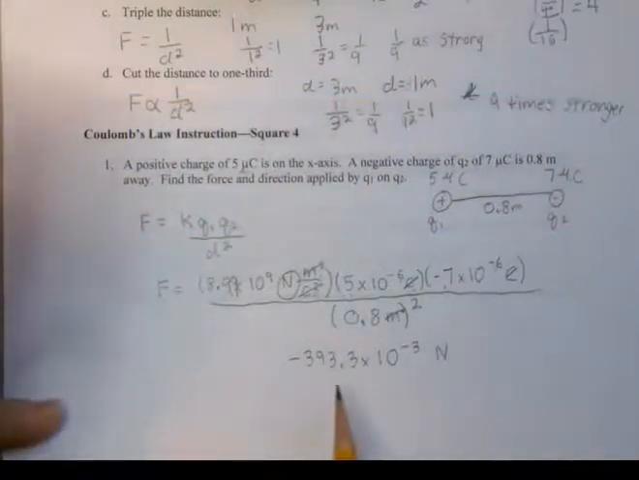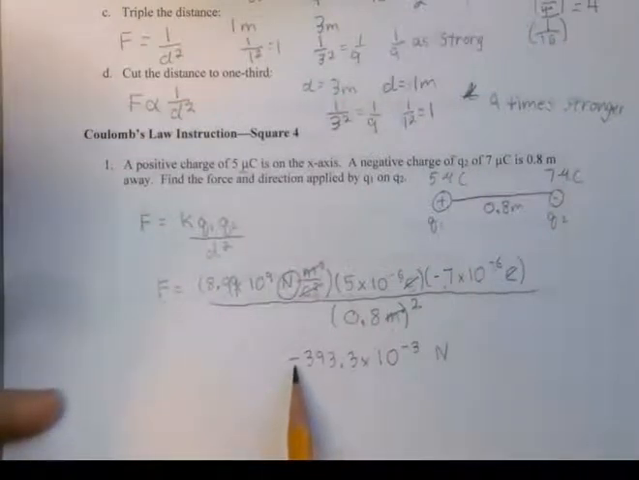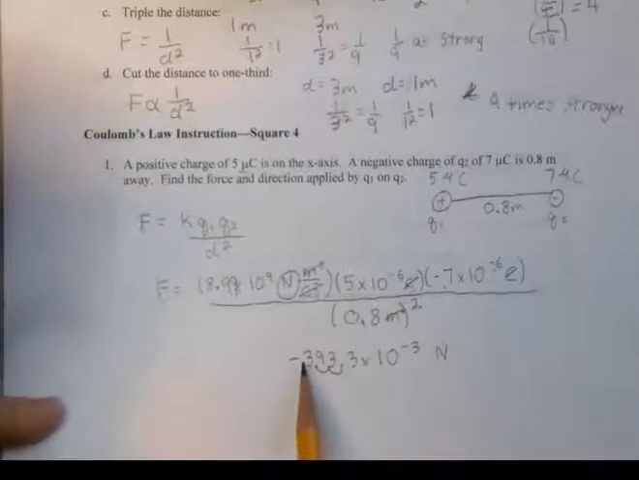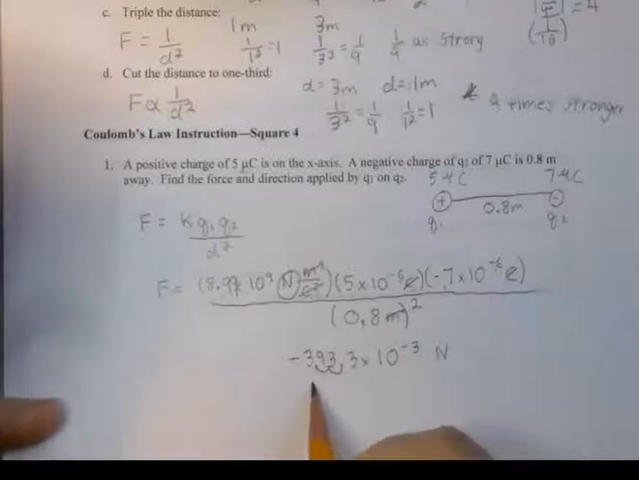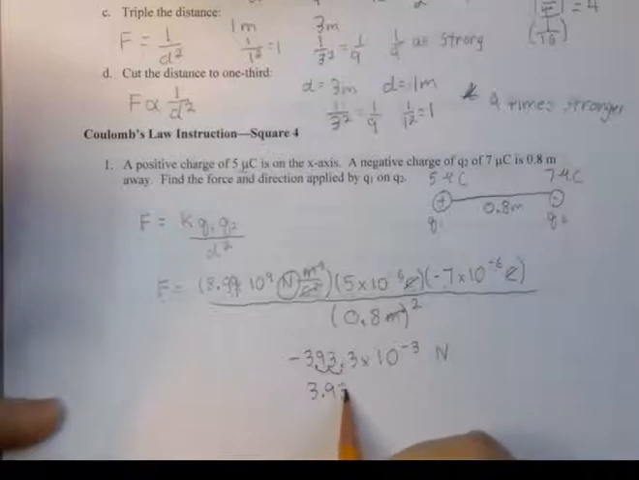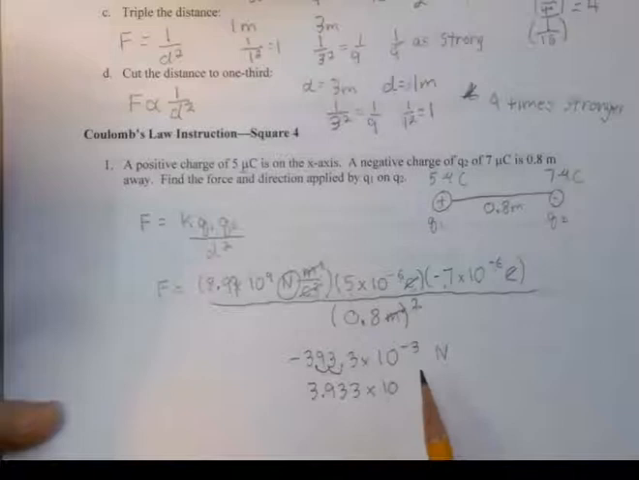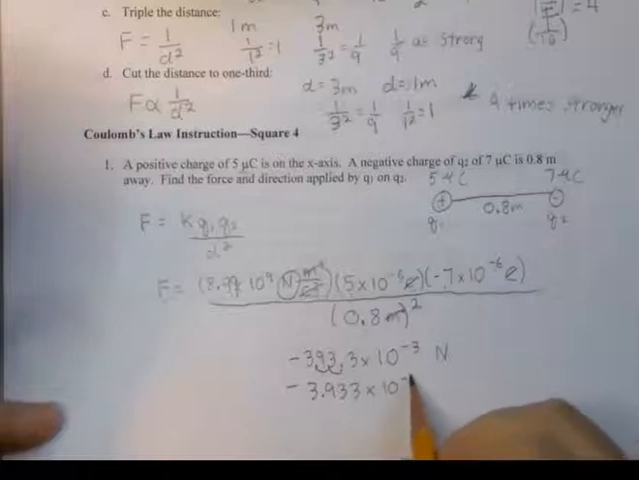Now, scientific notation says this should be a number between 1 and 10, or in this case, let's clarify that, between negative 1 and negative 10. In other words, the decimal should be right here. So we're going to move this number over to here. Okay. For right now, ignore the negative sign. Just 393.3. You made this number smaller, so it's 3.933 times 10. And therefore, you have to make this number bigger. So that's times 10 to the negative 1.